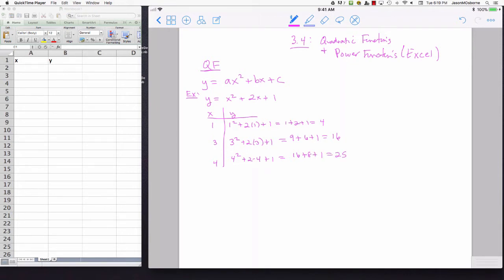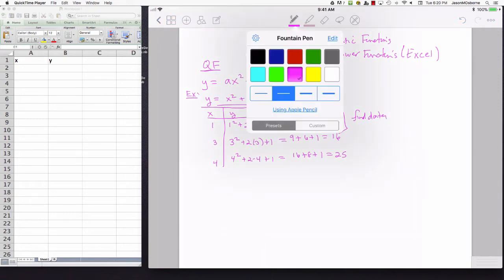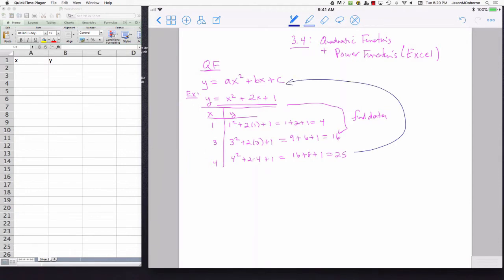Okay? So if you know the formula for the quadratic function, then you can find some data. That step's pretty straightforward. The question is, how do you go backwards? Let's say, for example, that you know that when x is 1 and x is 3 and x is 4, and you know the y values are 4, 16, and 25, how could you find the quadratic function that goes through those points?